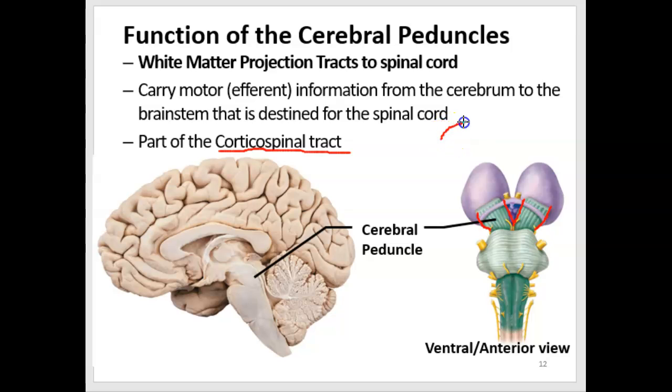And so if you imagine the cerebrum is up here, and it is right here, information's going to have to get to the spinal cord. To do that, it has to go through the cerebral peduncles.